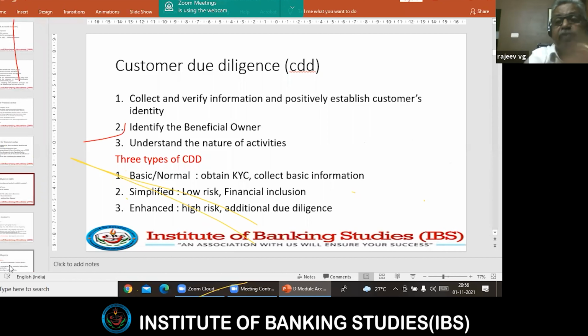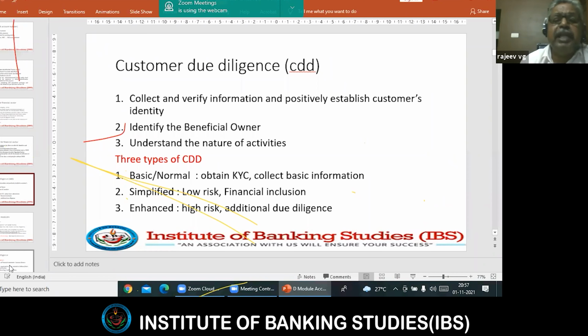Customer due diligence, as we have seen, is a background check. So what is CDD? How do you do the due diligence in respect of a customer? Collect and verify the information and positively establish the customer's identity. You collect the documents and verify them so as to establish the customer's identity, and in respect of an entity or a firm, the identity of the beneficial owner.